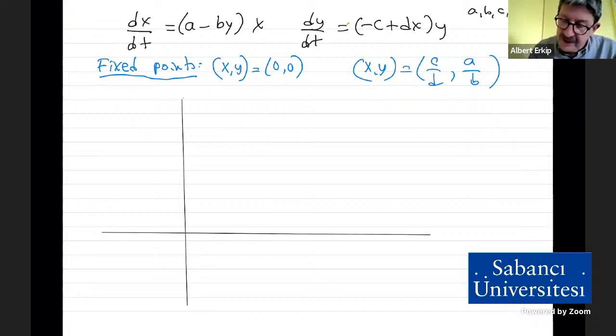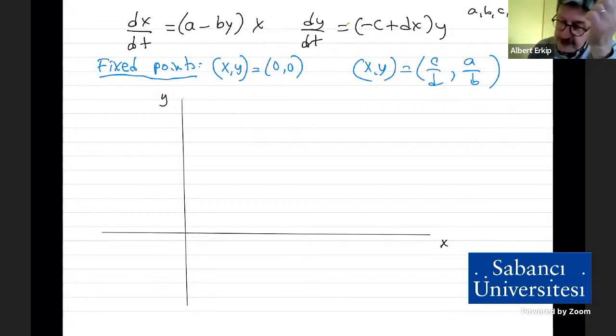Okay, and physically, I'm only interested in the first quadrant. This is x, this is y. I'm only interested in x positive, y positive, because these are physical quantities. You cannot have a negative number of foxes.